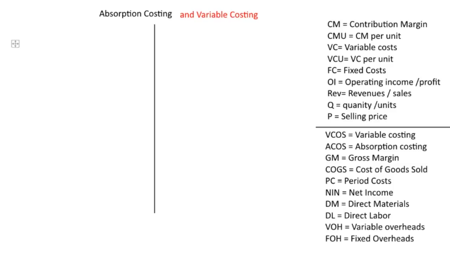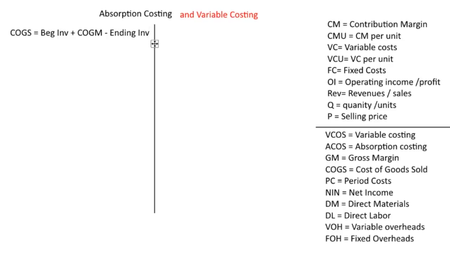Okay, so let's go ahead quickly with absorption costing. Basically, you want to find out what the cost of goods sold is, and the cost of goods sold can also be said as your beginning inventory plus your cost of goods manufactured minus your ending inventory, right?